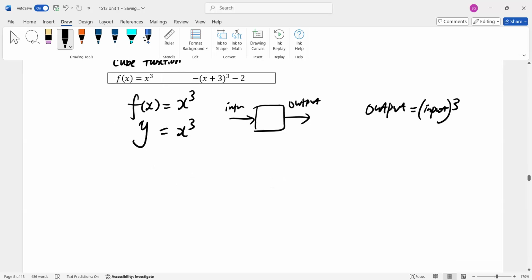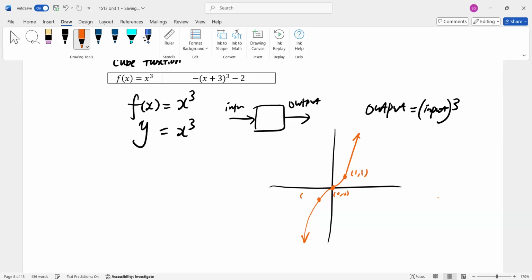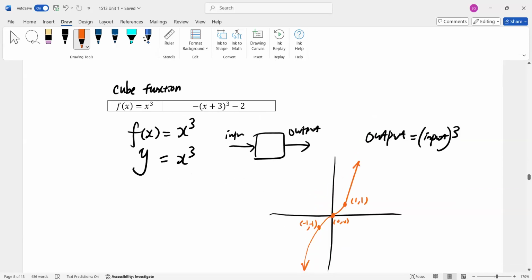And what does the cube function look like? This is the cube function, all right? The important points: (0, 0), (1, 1), (-1, -1). And the arrowhead means infinity. So this is the cubing function. Our transformation, the dollar function, is -(x + 3) to the power of 3 minus 2.